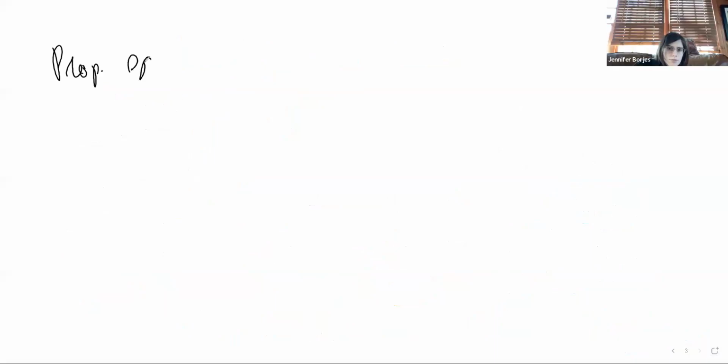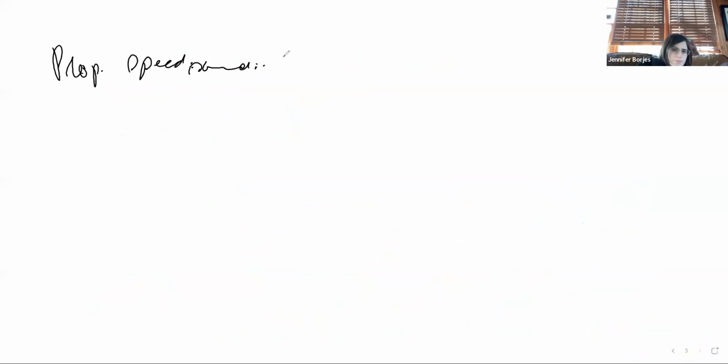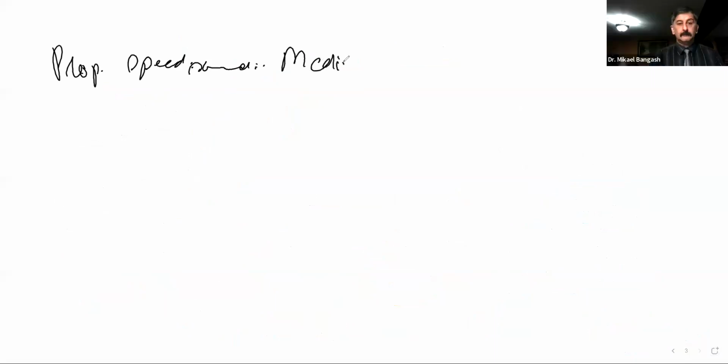Propagation speed. Now, what determines the propagation speed? Medium and source? What determines the propagation speed of sound? Just the medium. It's just the medium, okay?